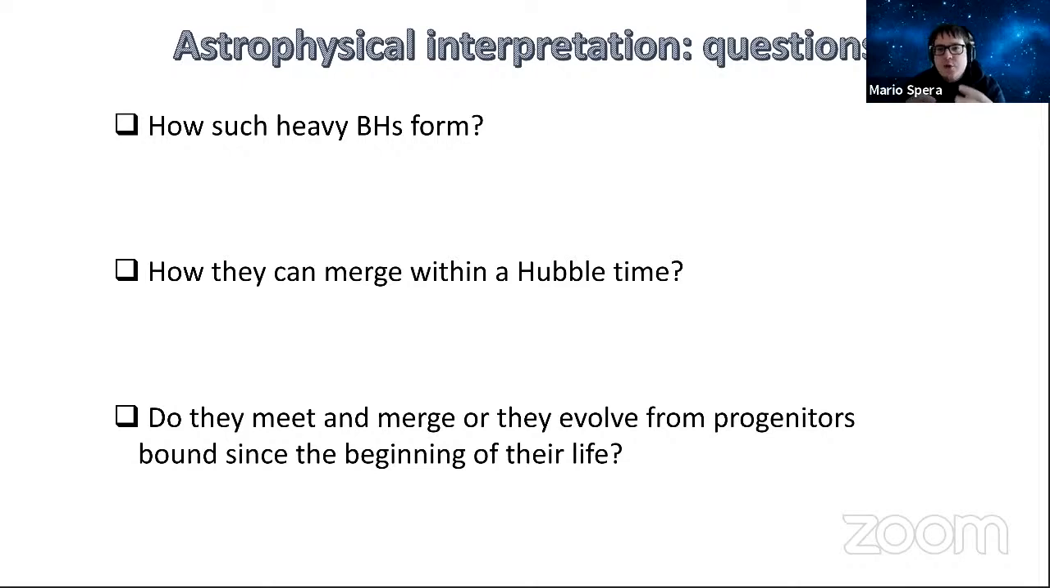Actually, we do not even know if the black holes detected by LIGO Virgo, for example, formed independently from each other and then met at some point in their life and merged, or if the progenitor stars of these compact objects were bound since the beginning of their life and evolved in complete isolation. We cannot actually distinguish between these two formation scenarios.